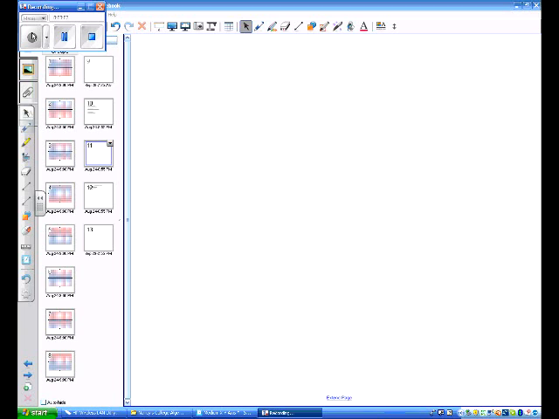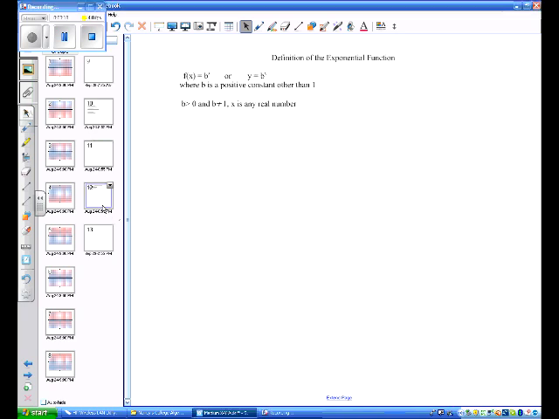In this lesson, we're going to be looking at our exponential functions, and we're going to look at how to graph our exponential functions and what we actually mean by an exponential function. So the first thing that we want to do is to look at our definition of what we mean by an exponential function.